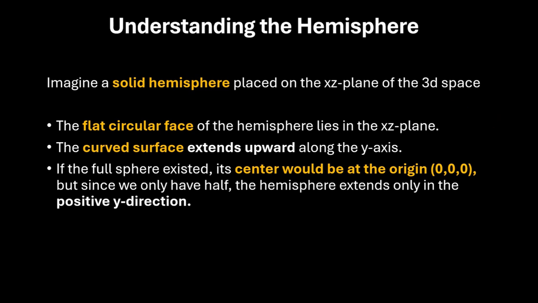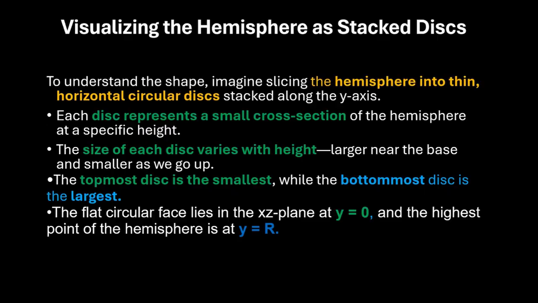If the full sphere existed, its center would be at the origin 0, 0, 0. But since we only have half, the hemisphere extends only in the positive y direction. To understand the shape, imagine slicing the hemisphere into thin horizontal circular discs stacked along the y-axis. Each disc represents a small cross-section of the hemisphere at that specific height. The size of each disc varies according to the height. It will be larger near the base, and as we go up along the y-axis, it will be smaller. The topmost disc will be the smallest, and the bottommost disc will be the largest.